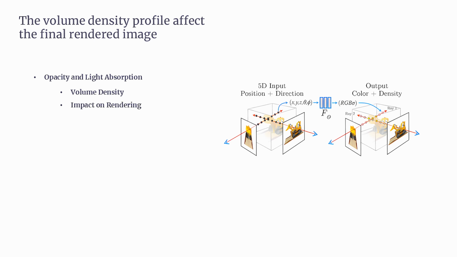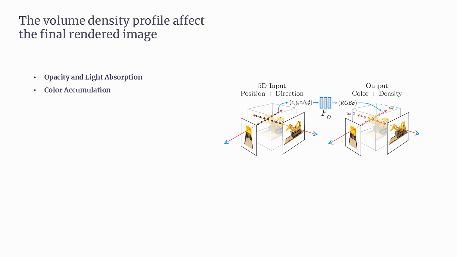2. Impact on rendering. If the volume density is incorrectly defined or not tuned properly, parts of the scene might appear too transparent or too opaque. This leads to unrealistic results, such as objects looking either too see-through or too solid. Getting this right ensures that light interacts with the scene as expected, improving the realism of the rendered image.